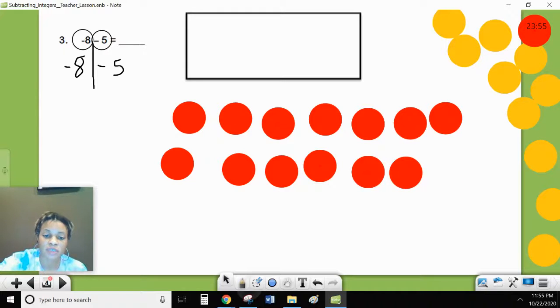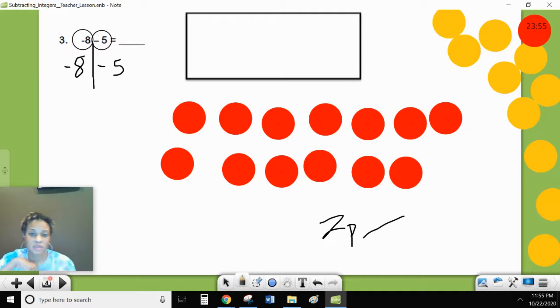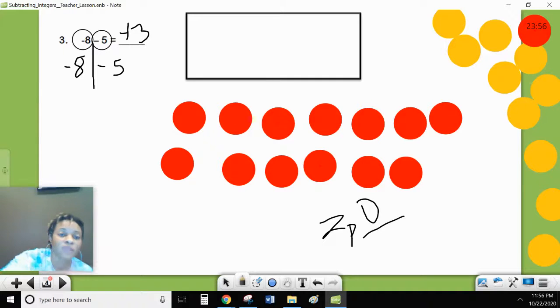Then the next question is, how many ZPs? I don't see any yellows. You need a red and a yellow to make a ZP, so there are 0. So there's nothing to remove. So you just add up what you have. 8, 9, 10, 11, 12, 13. So it is a -13 as our answer. That was pretty easy, right?